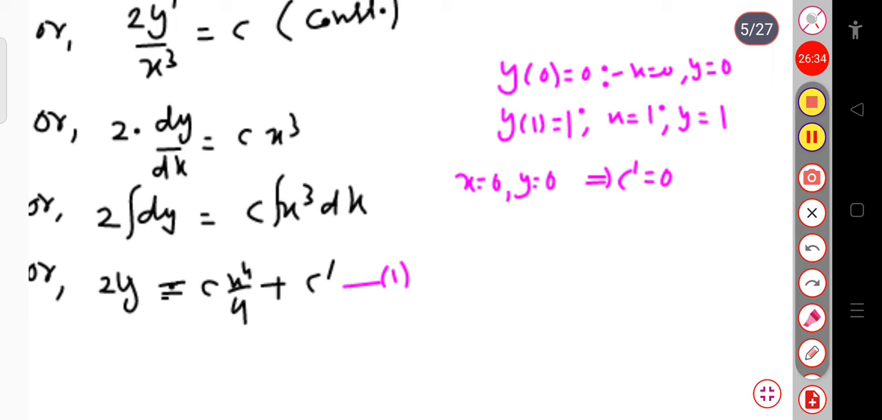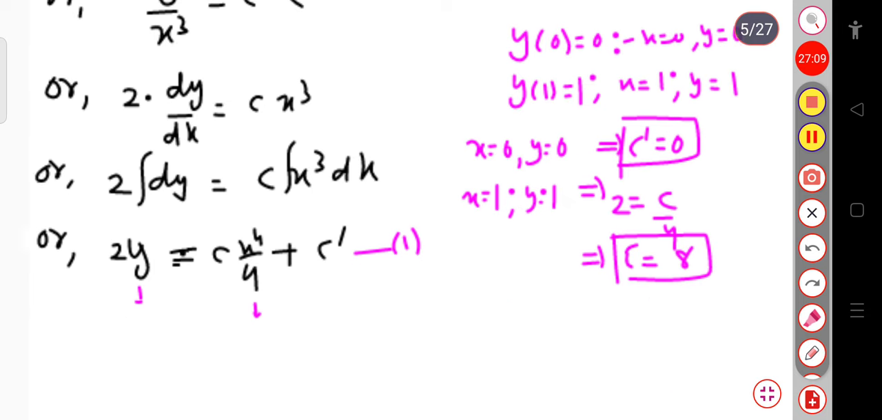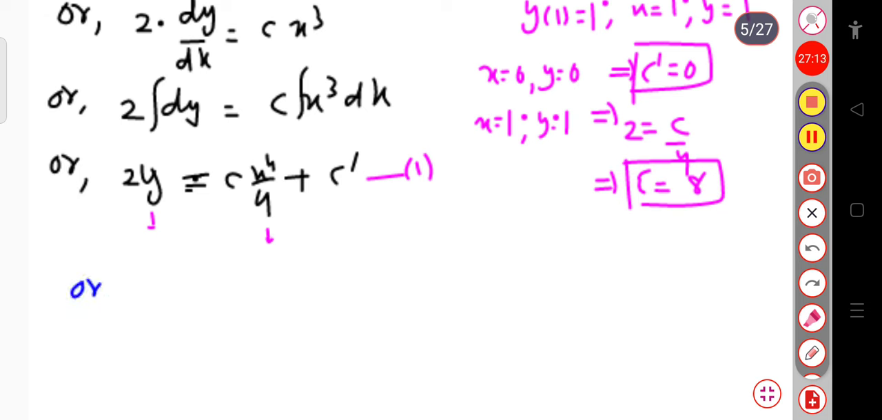Again for the second condition, x equals 1, y equals 1: this is 2 into 1, means 2 equals c times 1⁴/4, so c/4, and since c′ equals 0, 2 equals c/4 simply, or c equals 2 into 4, that is 8. Here we have calculated the values of c and c′. Now substituting these values, 2y equals 8/4, which is 2, into x⁴, c′ is 0, or we can write y equals x⁴.